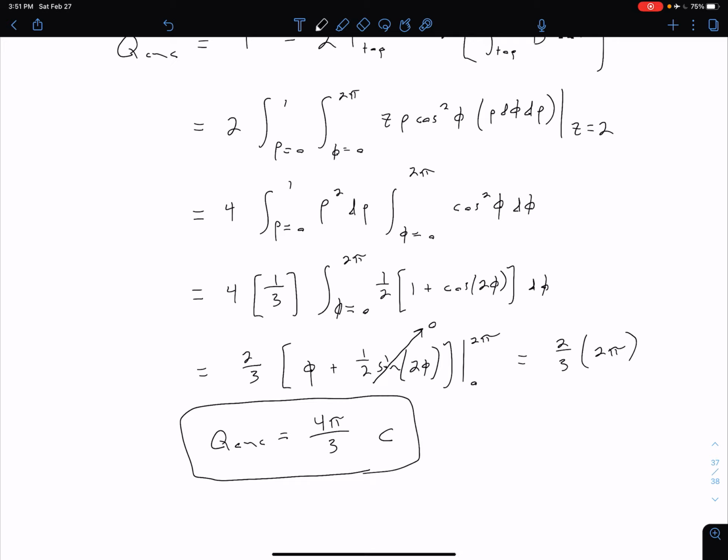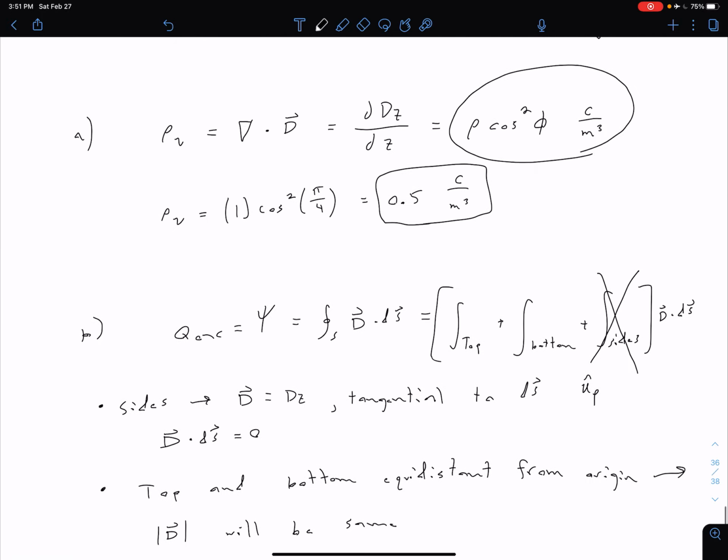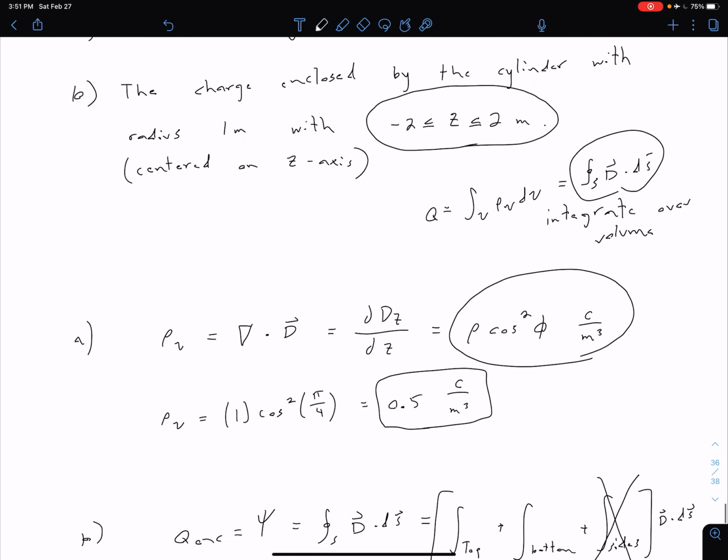If you want, for practice, you could go back and evaluate this integral just to verify that Gauss's law is true, and we get the same Q enclosed regardless of which of those two integrals we evaluate.